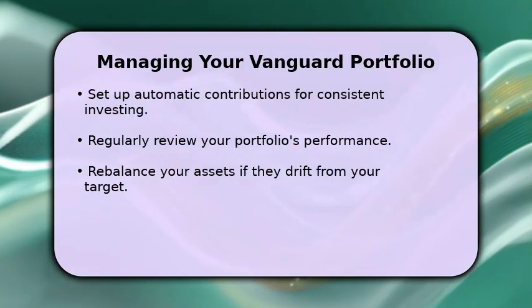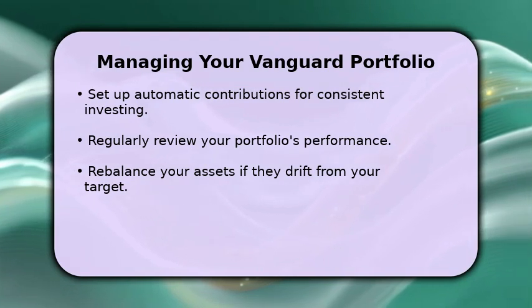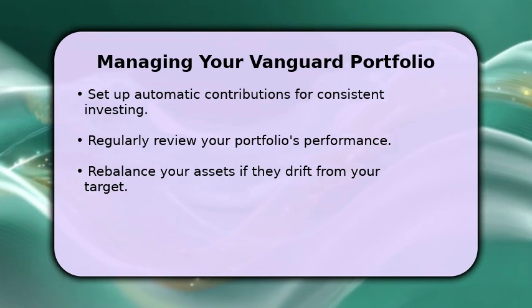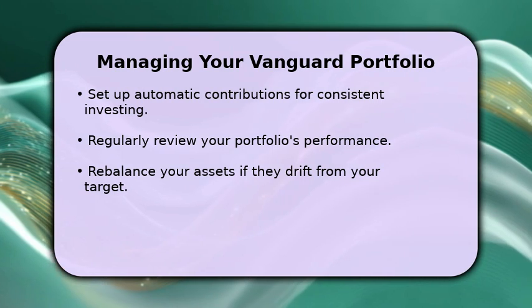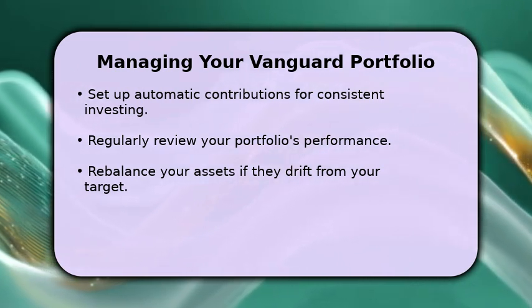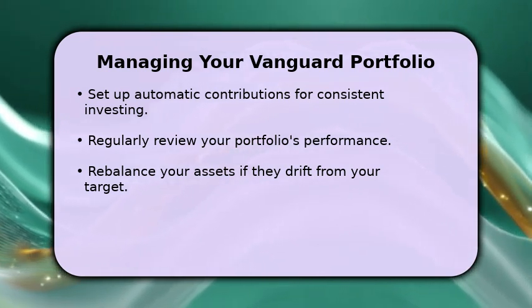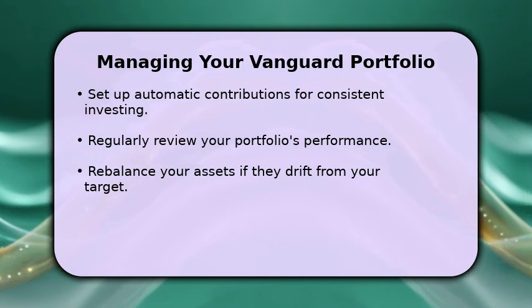Once your account is set up, consider establishing automatic contributions to invest consistently over time, perhaps $200 monthly. Periodically review your portfolio's performance, maybe once or twice a year, to ensure it still meets your goals. If your asset allocation drifts significantly, rebalance your holdings to bring them back to your desired percentages. Staying informed about your investments is key to long-term success.